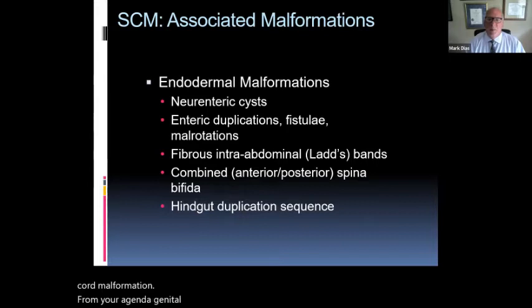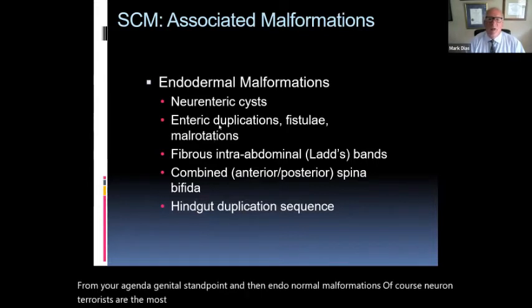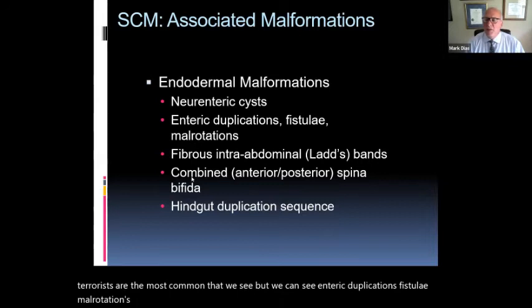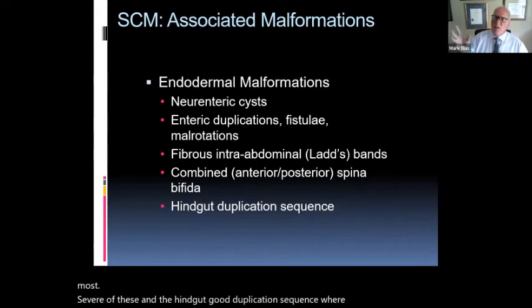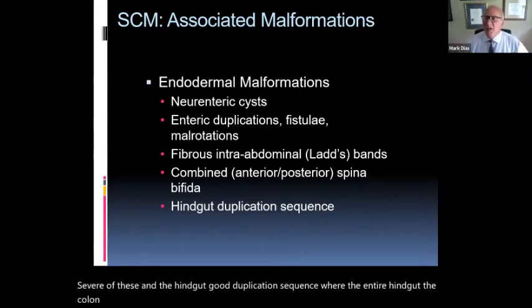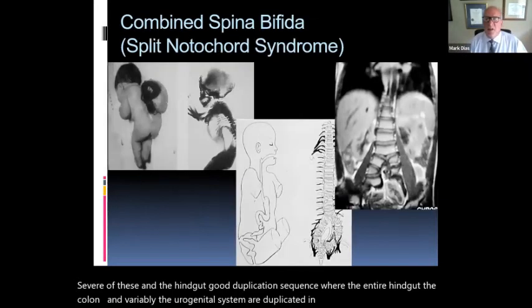And then endodermal malformations, of course, neuroenteric cysts are the most common that we see, but we can see enteric duplications, fistulae, malrotations, Ladd's bands. Combined anterior posterior spina bifida is the most severe of these. And the hindgut duplication sequence, where the entire hindgut, the colon, rectum, anus, and variably the urogenital system are duplicated in association with these split cords.